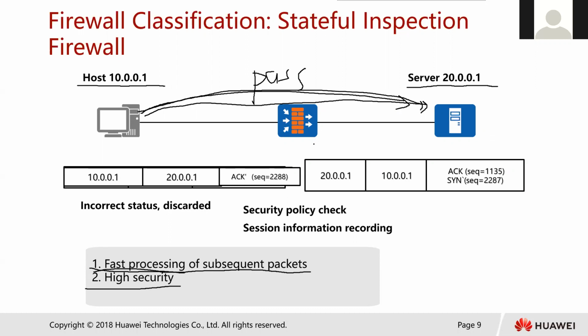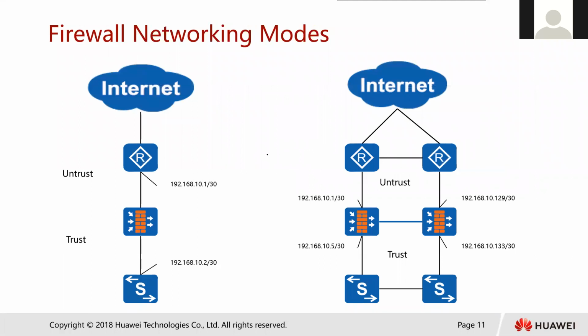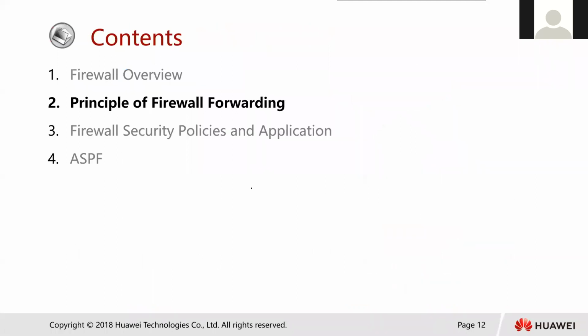For firewall networking modes, there are two modes. The first mode does no security checking; it is just like a router, doing routing. The second is layer three, deployed between the intranet and the internet, where it does the security check. These are the two ways of firewall networking.